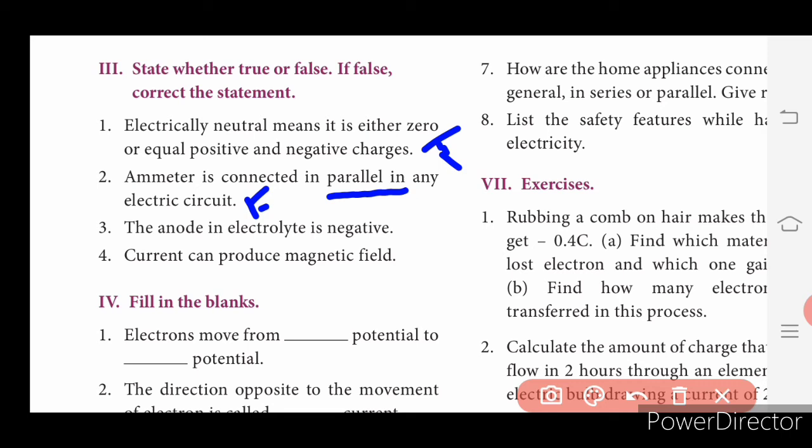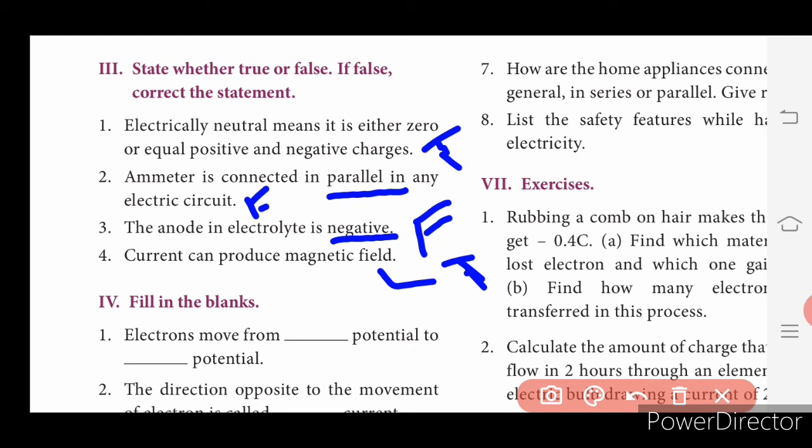The anode in electrolyte is negative. Anode in electrolyte is always positive. So this is also a false statement. It is not negative, it is positive. Okay. Then fourth one, current can produce magnetic field. Yes, of course, current can produce magnetic field. That is true.